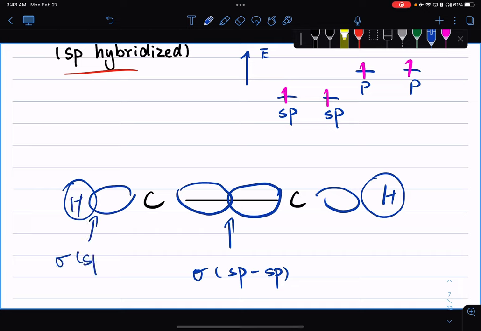So that's sp-s. All right, so these are the sigma bonds. For each carbon, it uses one of its sp to make a sigma bond with a hydrogen s atomic orbital. It uses another of its sp to interact with its neighboring carbon to form that carbon-carbon sigma bond.